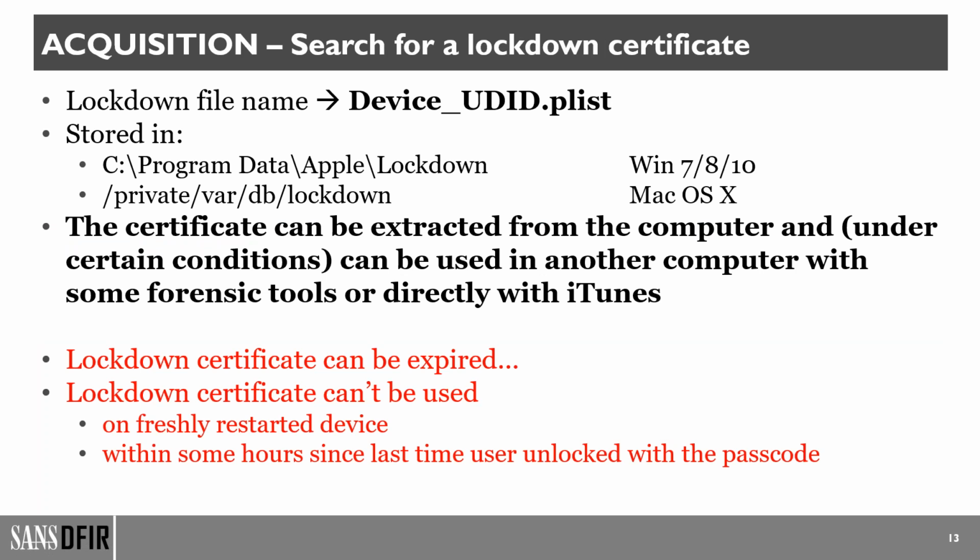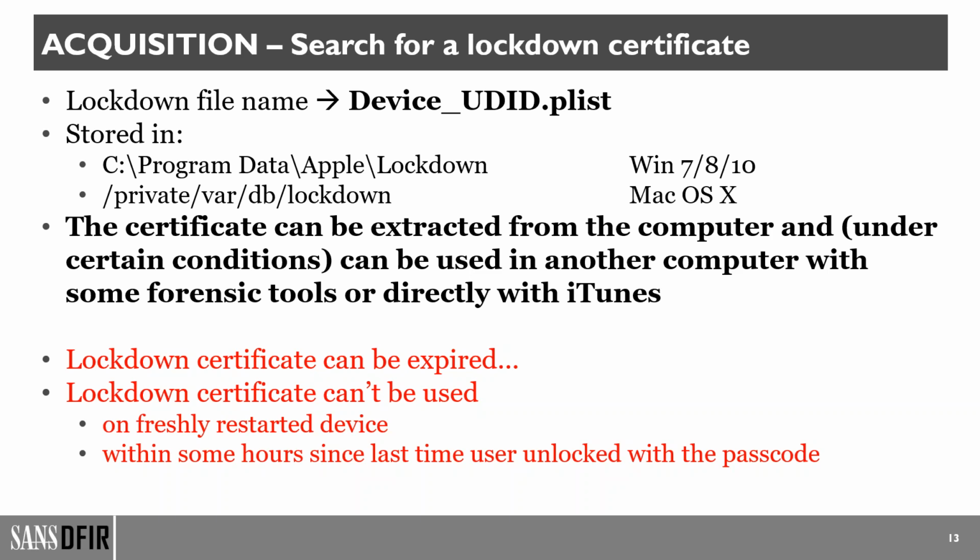You need to search for a lockdown certificate. Why you should do that? Because a lockdown certificate should allow you to create a connection between the phone that at this point is unlocked and a computer. Where can you find a lockdown certificate? You could possibly find it on a computer of the suspect. It can be a PC or a Mac.